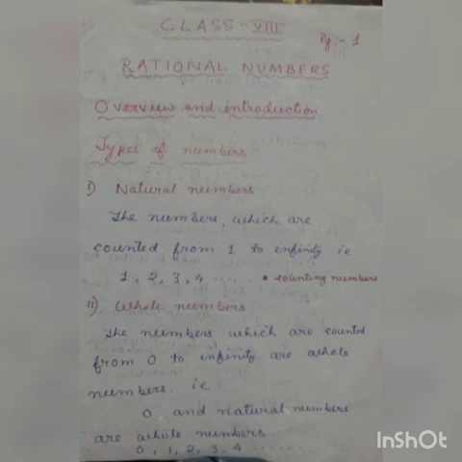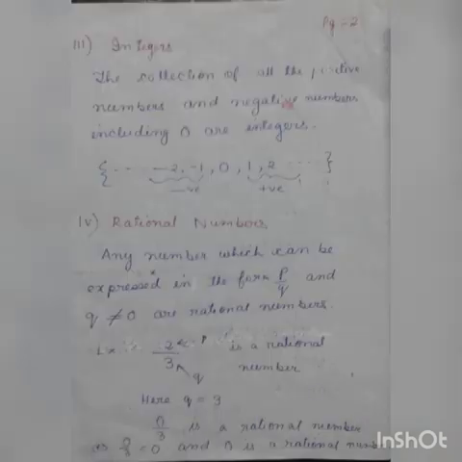Number two, whole numbers. The numbers which are counted from 0 to infinity are whole numbers. That means 0 and natural numbers as a whole are called whole numbers. Number 3, integers. The collection of all the positive numbers and negative numbers including 0 are integers.